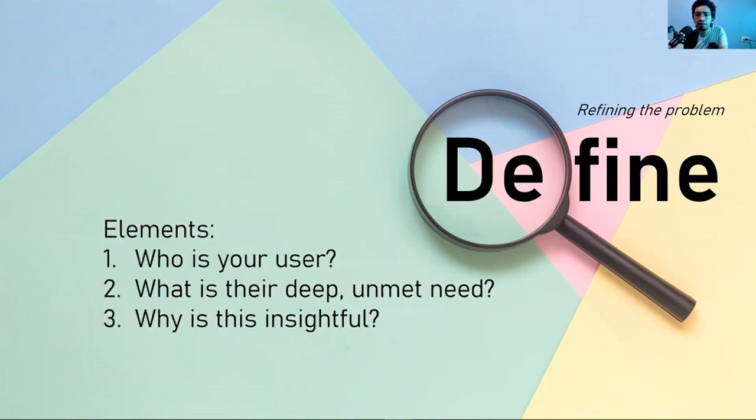So in define, we have actually three elements. The first one is, who is your user? You take note of as many specific details as possible. What is their deep unmet need? And lastly, what is the insight? It means that you need to list down insights from the empathetic process.